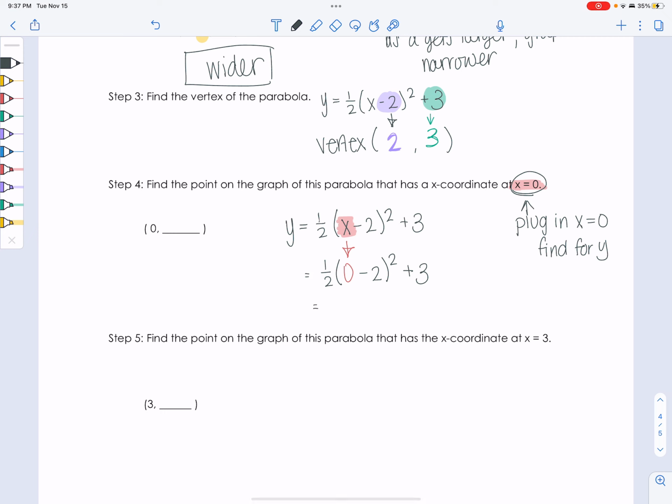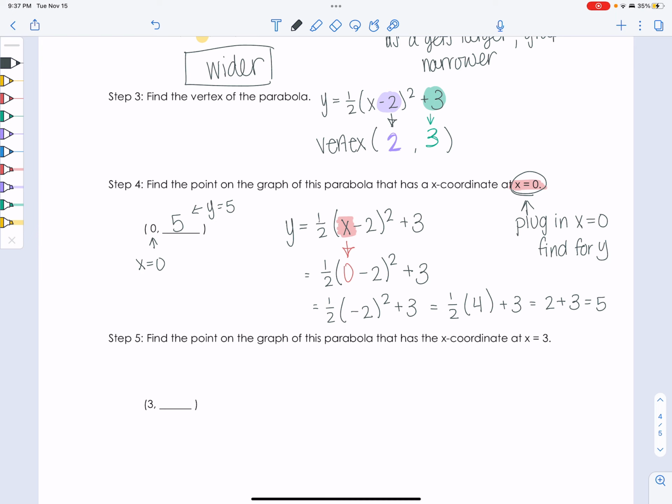So you could put this whole thing in your calculator. 0 minus 2 is going to give me negative 2 squared plus 3. Order of operations says I have to do the exponent first. Negative 2 squared is going to give me 4. Carry all that stuff down. Now I do my multiplication. 1/2 times 4 is going to give me 2. And then 2 plus 3 is going to give me 5. And so for x equals 0, y equals 5.